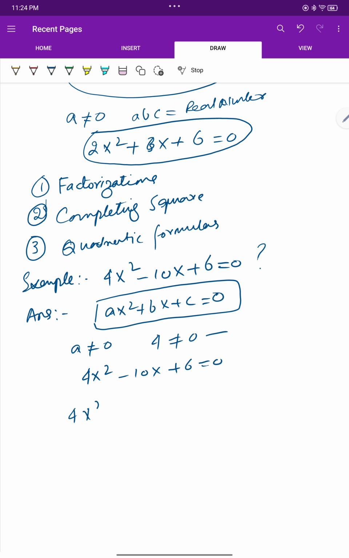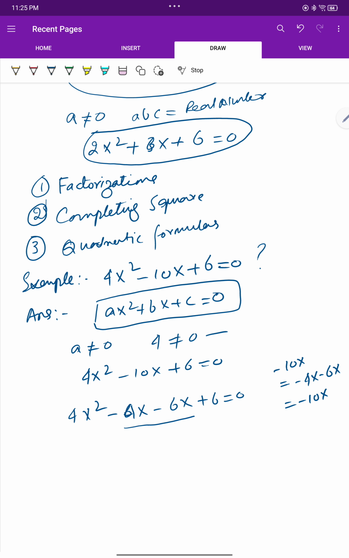So we can write down 4x square minus 4x minus 6x plus 6 equal to 0. Here minus 10x is equal to minus 4x minus 6x. So it's still equal to minus 10x because the x terms are the same. You can just add the coefficients, and the variable is the same. So there is no change.